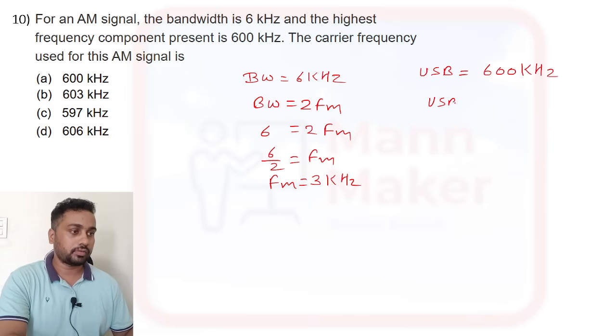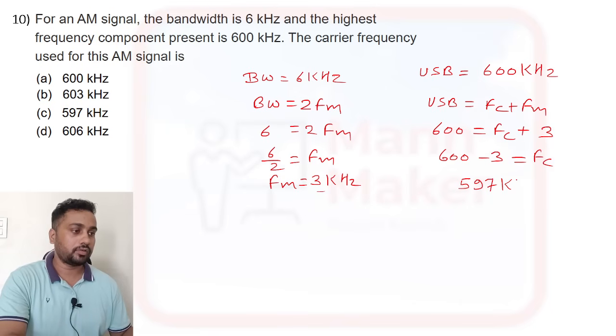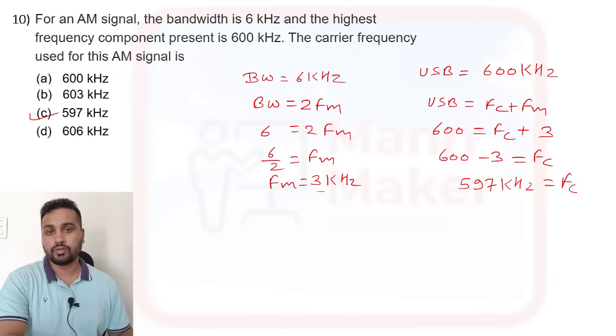Upper sideband USB is equal to FC plus FM, that is your highest frequency component. So FC plus FM is 600, and FC is the carrier frequency we need to find. FM is 3 kilohertz, so 600 minus 3 is equal to FC, which is 597 kilohertz. So the carrier frequency is 597. Option C is your right answer.